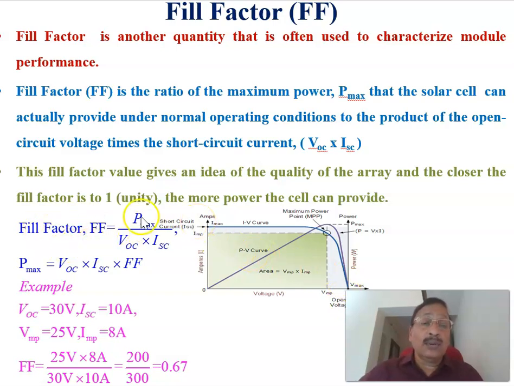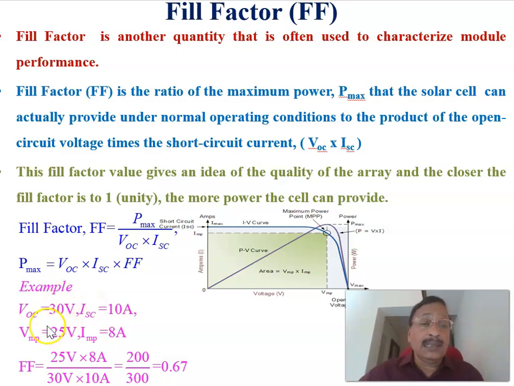Fill factor is equal to Pmax divided by VOC into ISC, or we can calculate Pmax from this equation. Pmax, the maximum power output, is given by fill factor into VOC into ISC. As the fill factor increases, the maximum power output will be more. This relation gives an idea about the maximum power output for a given fill factor: Pmax equals VOC into ISC into the fill factor.